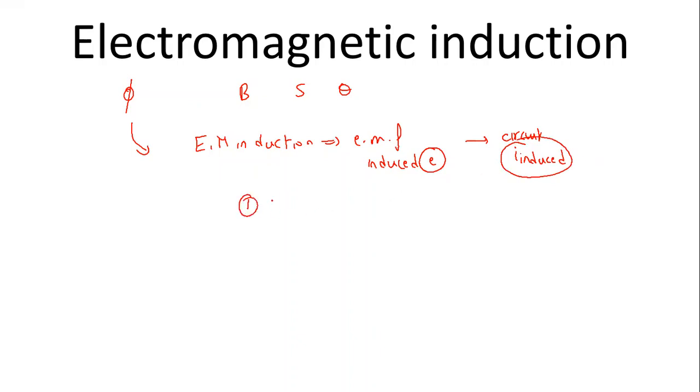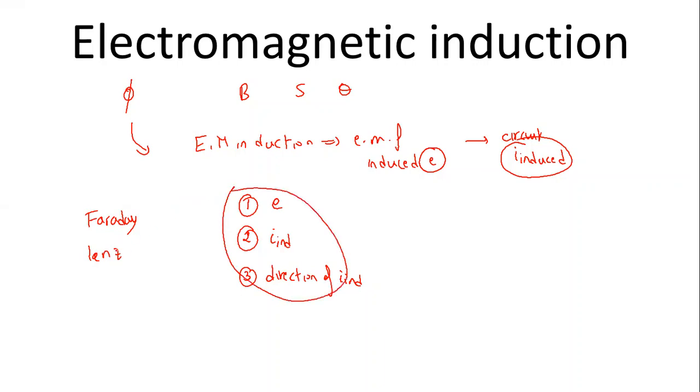The first question is how to find the value of E. The second question is how to find the value of I induced, if it exists, if the circuit is closed. And the third question is how to find the direction of I induced in the circuit. Now, the laws, Faraday's law and Lenz's law, will answer these questions. Faraday's law will answer the 3 questions, but Lenz's law will answer the question which corresponds to the direction of I induced.